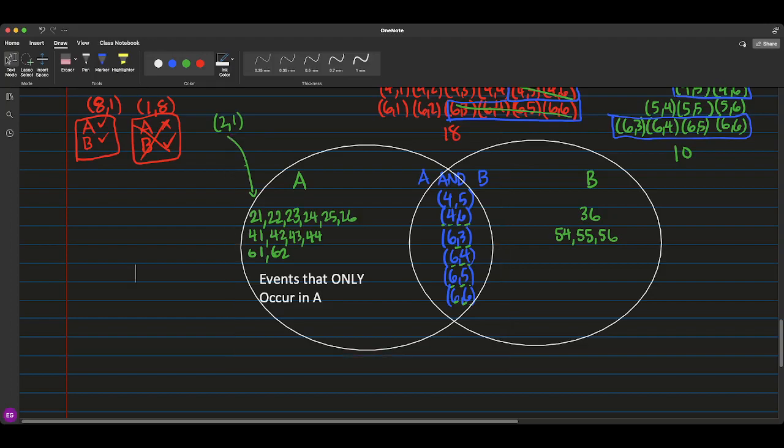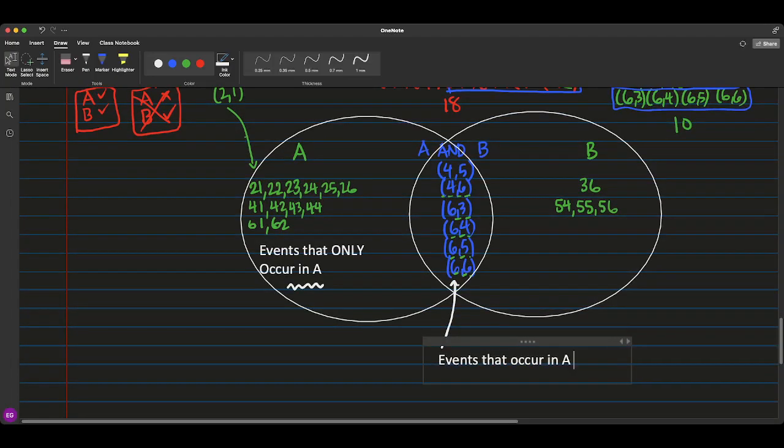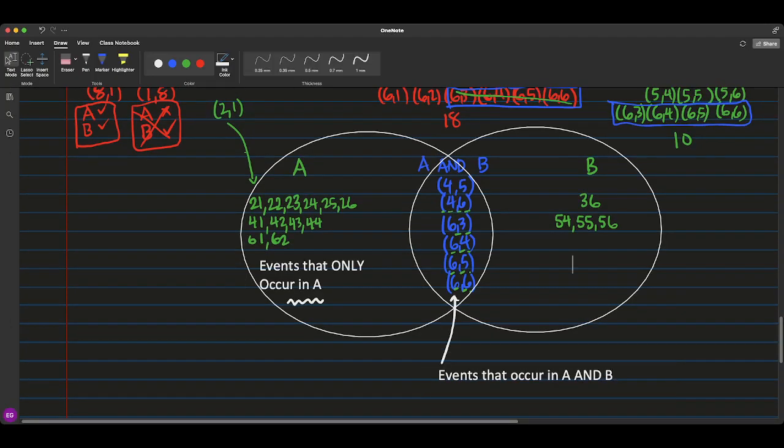Okay, so the Venn diagram shows you several things. The stuff over here are the events that only occur in A. This overlapping area are the events that occur in A and B. And by A and B, I mean A and B from the statistical sense. A and B is the stuff that occurs for both. And now these are the events that only occur in B. In other words, they do not also occur in A. So A and B is the overlap between your two events. And we will need this to calculate the probability of A and B.